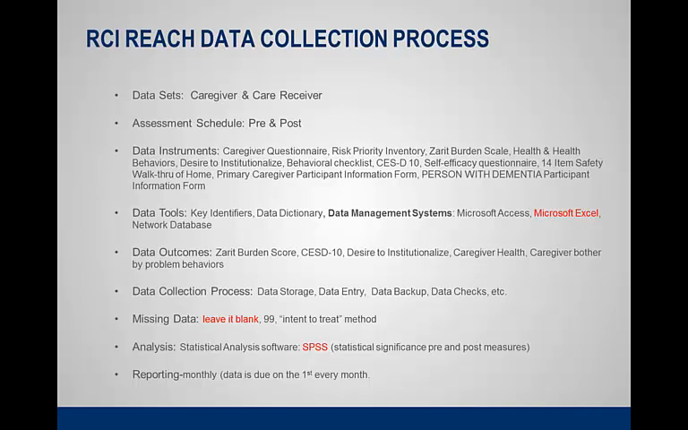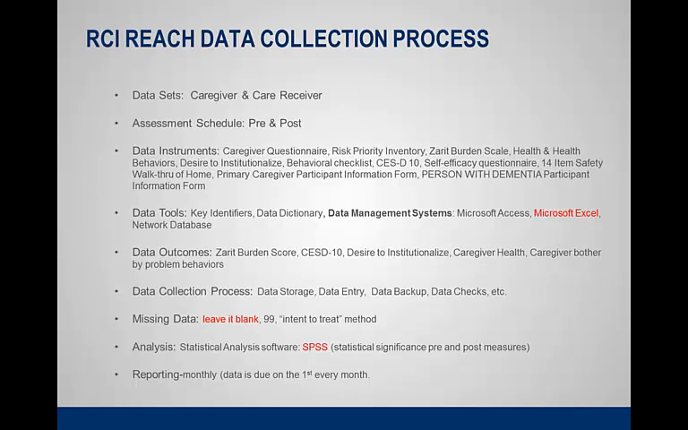You can also insert 99 as a variable to represent missing data, or you can use the intent to treat method. If you're going to want to do further analysis besides pre and post scores and see what improvement the means are, you're going to want to invest in a statistical analysis software. For the RCI, we use SPSS.